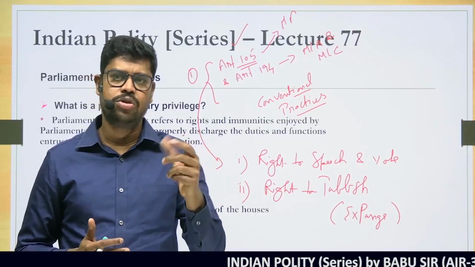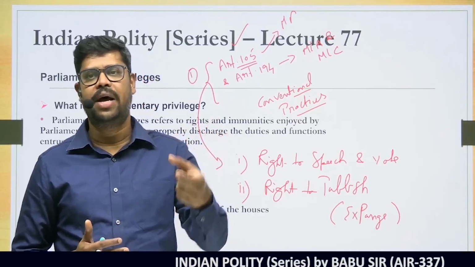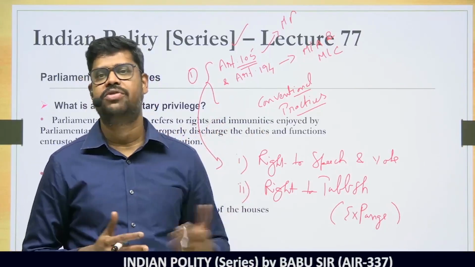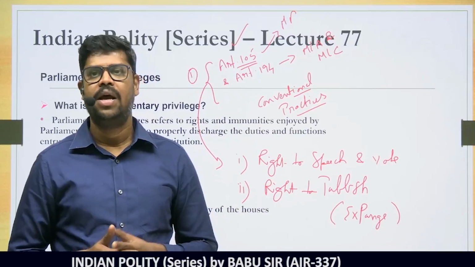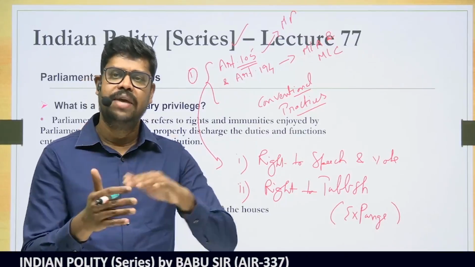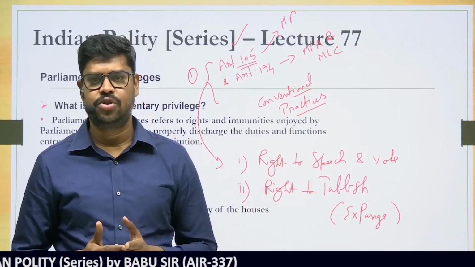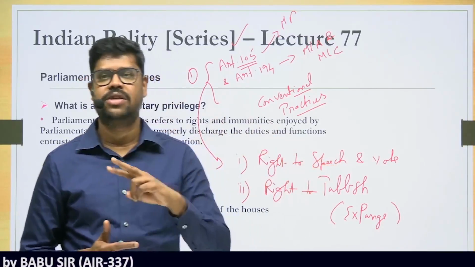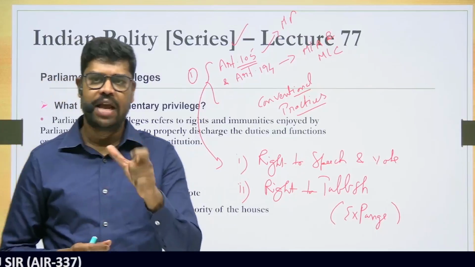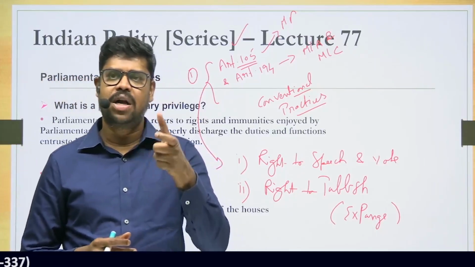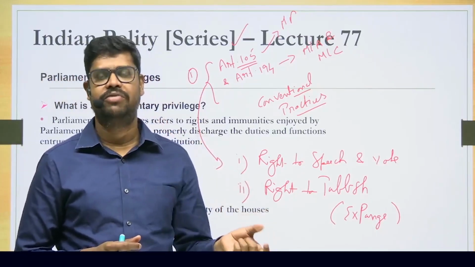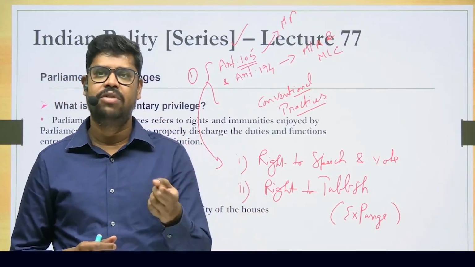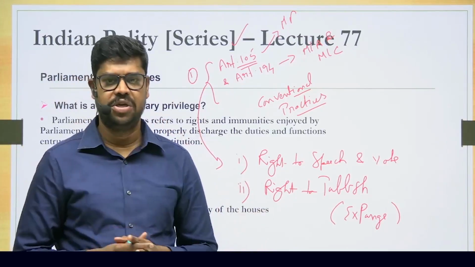Will all those things discussed in the parliament be part of the official records for the future generation? No. A certain amount of content may be expunged by the presiding officer. The presiding officer in case of Lok Sabha is the speaker, in case of Rajya Sabha it is the chairman. So they have the authority to decide which portion shall be part of the official records and which portion shall not be part of the official records.